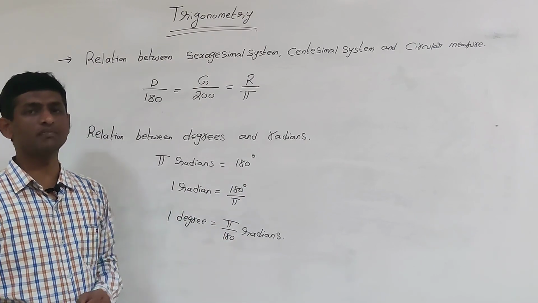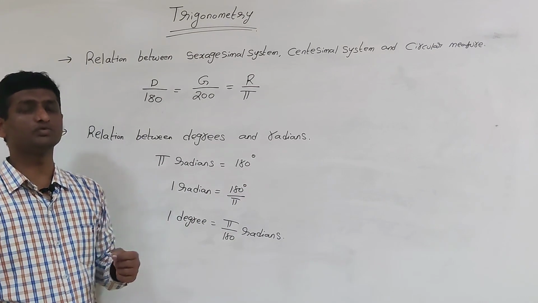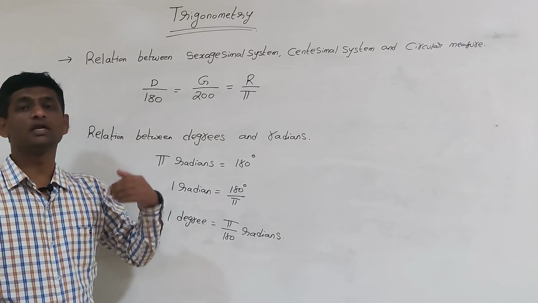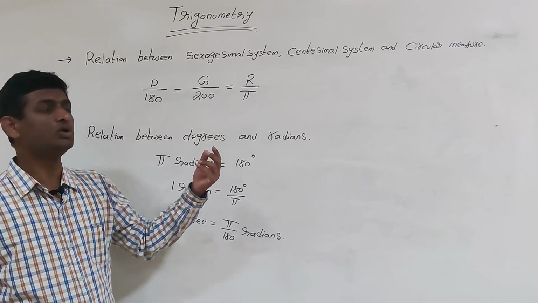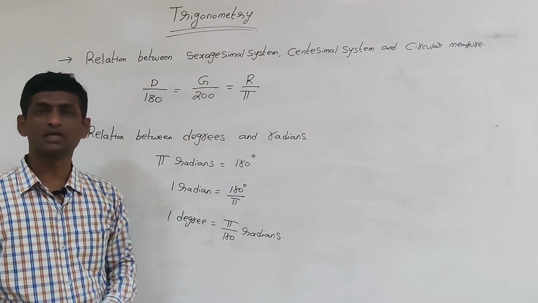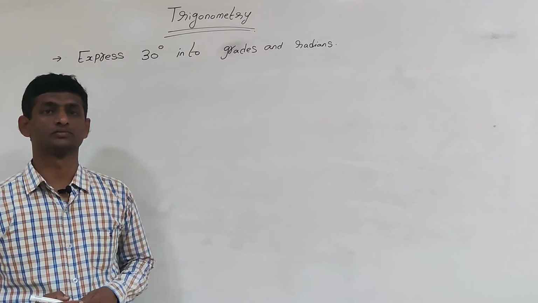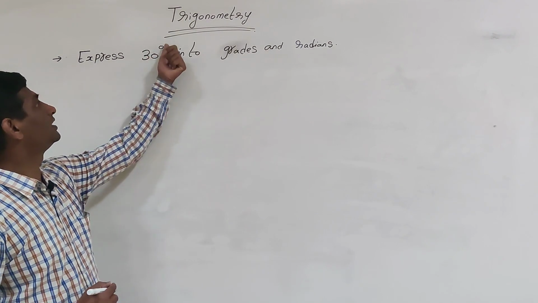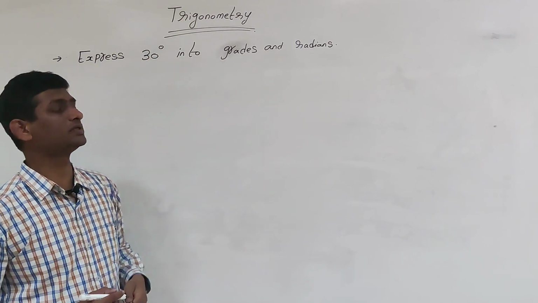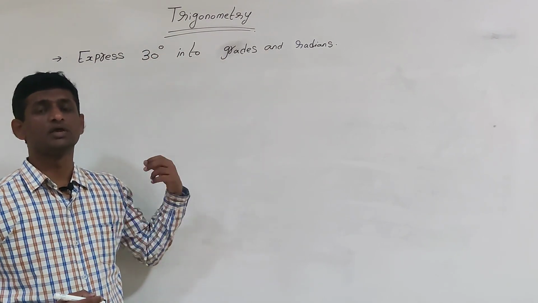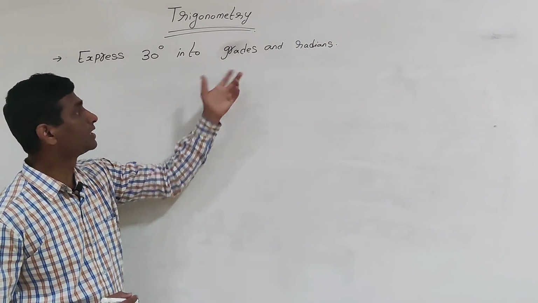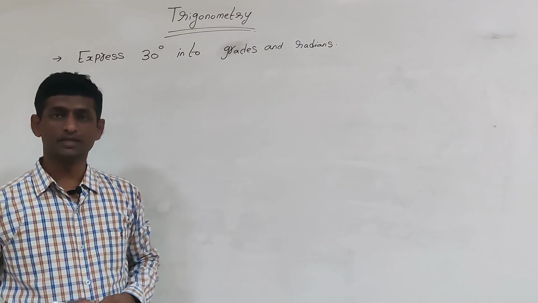Now we will see one example, converting degrees into grades as well as radians. So the problem is: express 30 degrees into grades as well as in radians. That means we have to convert 30 degrees into grades as well as radians.